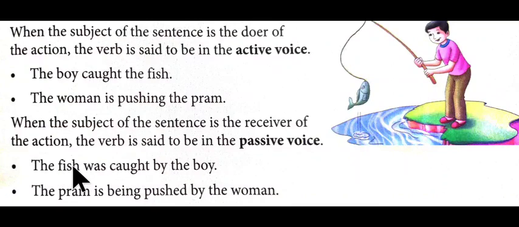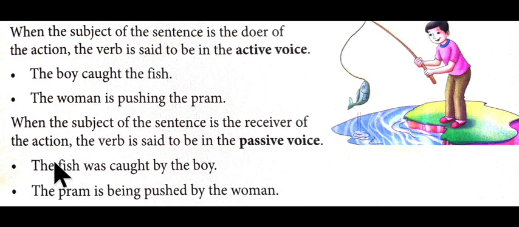If you read this sentence, students, you will understand that the subject here is not doing the action, but actually the subject, that is the fish, is receiving the action. In this example, the subject is the receiver of the action. It is receiving action from the boy. So when the subject of the sentence receives the action, in such cases the verb is said to be in the passive voice.